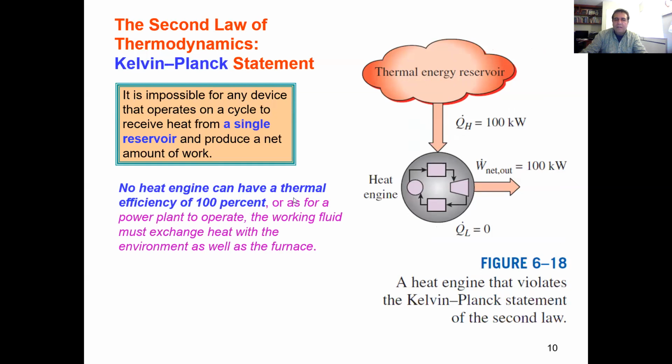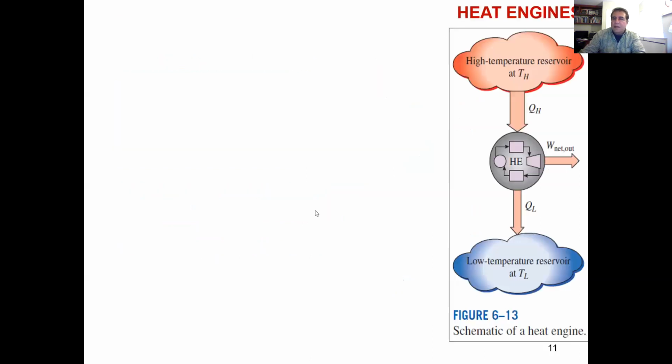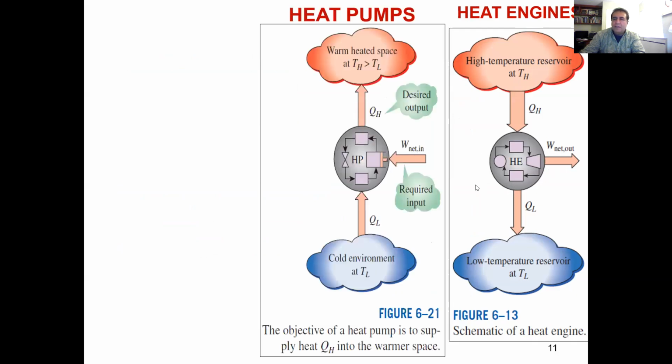No heat engine can have a thermal efficiency of 100%. So we talk about that. No heat engine can have a thermal efficiency of 100%, or, for a power plant to operate, the working fluid must exchange heat with the environment as well as the furnace. All right, so that is the definition of heat engines and thermal efficiency. Again, they're just showing another schematic of that. This is the same thing here.